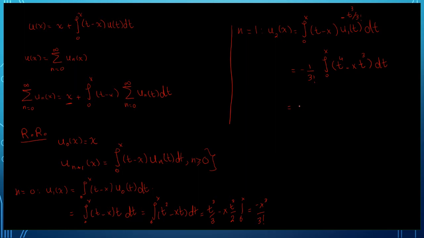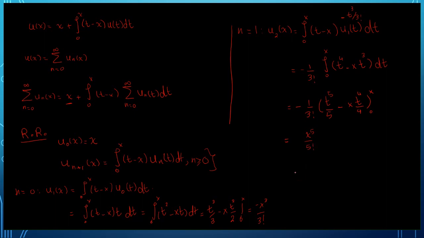and then we will integrate and we will get t raised to 5 over 5, oh, without factorial, I'm sorry. Minus x t raised to 4 over 4. Okay, and this is from 0 to x. This will give us x raised to 5 over 5 factorial.